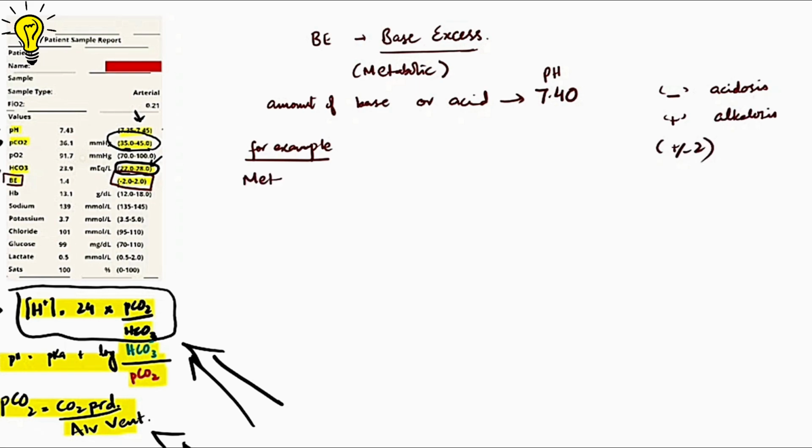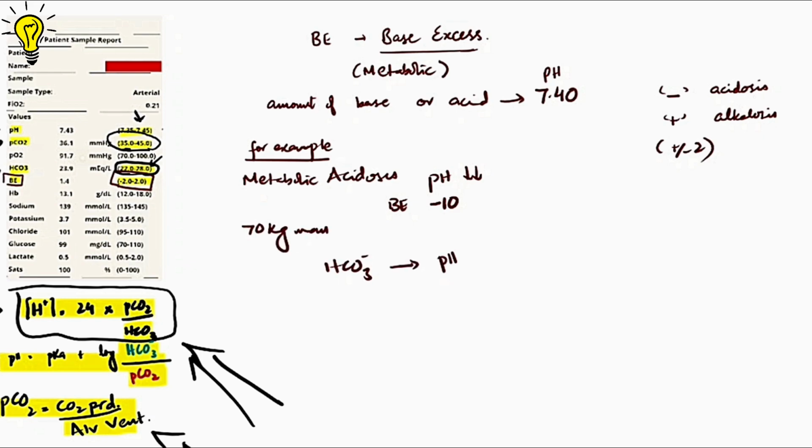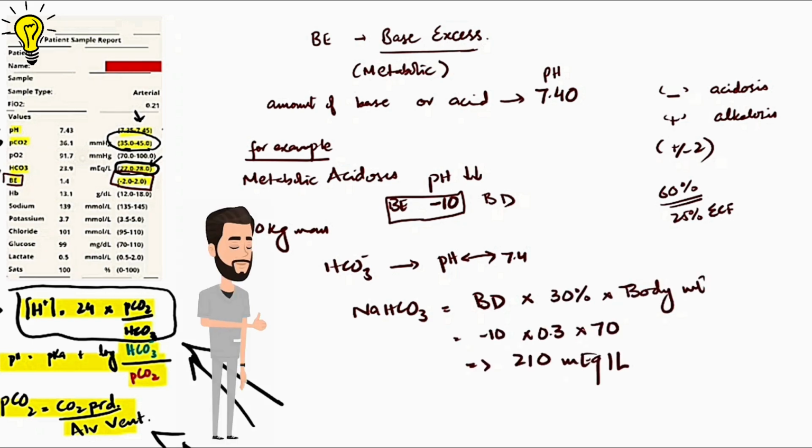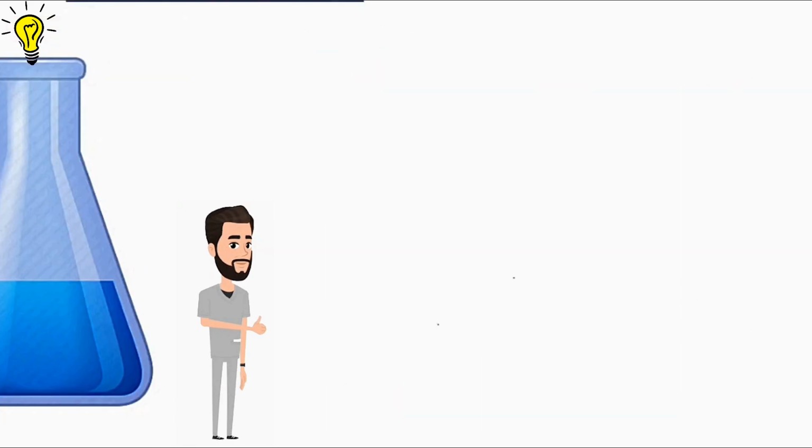For example, if we have a base deficit of minus 10 on ABG in metabolic acidosis, we can calculate the amount of soda bicarb that should be given to bring the pH back to normal. So the formula is base deficit into 30% of body weight. This 30% of body weight is technically the extracellular space in which the bicarb would be distributed. So for a 70 kg man, the amount is around 210 milliequivalents per liter. Practically, half of this value is given.